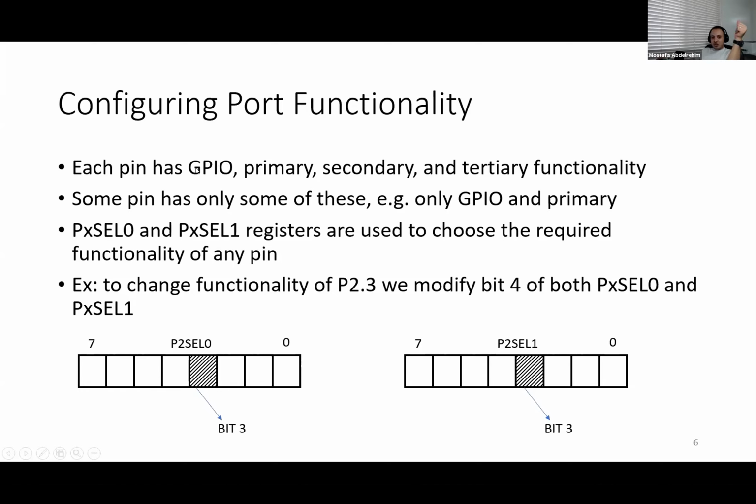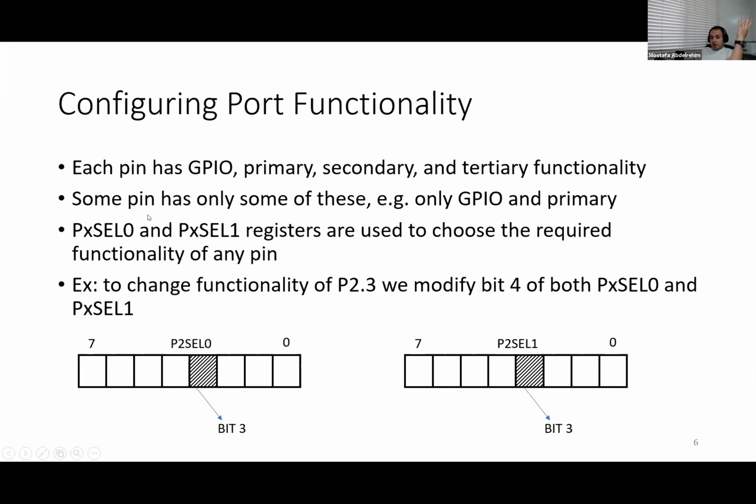So the first function is called the GPIO function. If the port or the pin can serve 2 functions, the second one is called the primary. If it can serve 3 functions, the third one is called secondary. The fourth one, which is the maximum for this microcontroller, is called the tertiary function. So we start from GPIO, which is the default, and in general, the pin can serve up to 4 functions: GPIO, primary function, secondary function, and tertiary function. Okay.